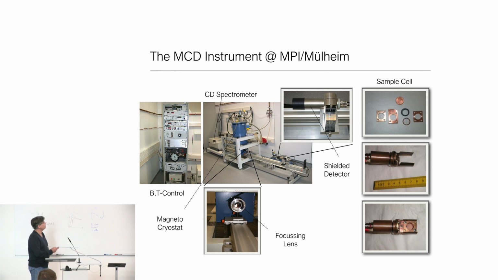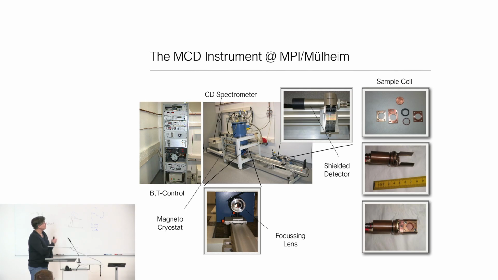And so the sample sits here in one of these sample cells, and they're made out of copper metal because they need to be thermally conductive, right? So you want the temperature at the sample to actually be the temperature that you put into the cryostat, and not 5 degrees higher, so that needs to be thermally conducting.